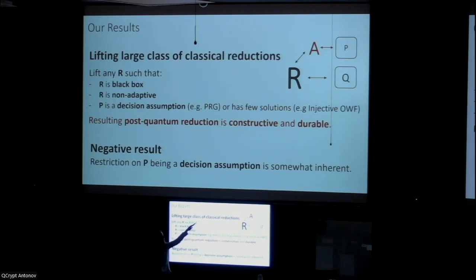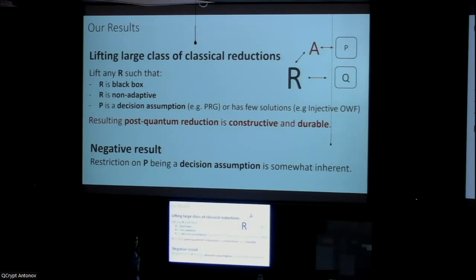Even if we didn't want durability, we can't get rid of any of these three restrictions. And as I said, R being black box should not be thought of as a big restriction, because most reductions are like that anyway. But the non-adaptive and the decision assumption, not being able to be a general search assumption, these two are restrictions. The decision one we can't get around in general because we have counterexamples, so that's an inherent problem. And the non-adaptive one, I believe we can get around.